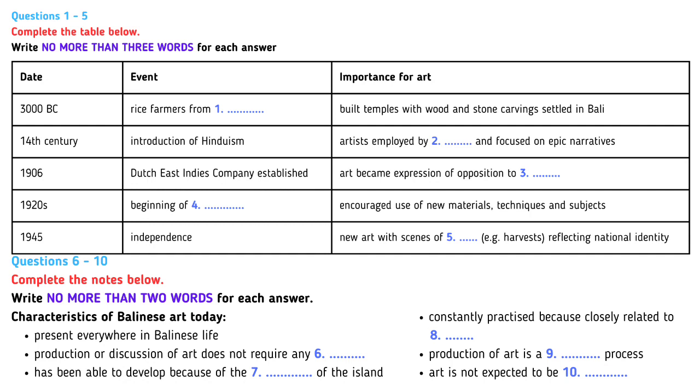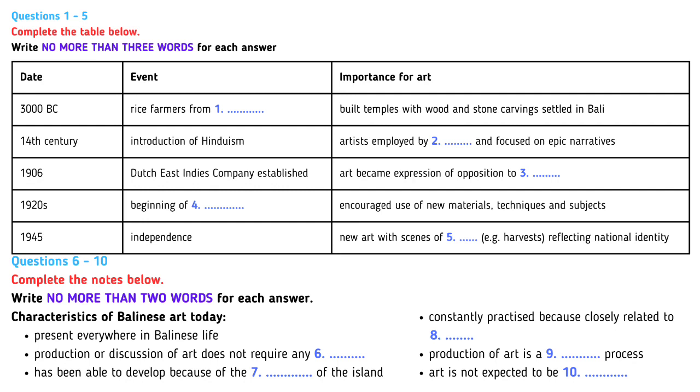It's thought that the first inhabitants of Bali were farmers who arrived around 3000 BC, at the beginning of the Iron Age. They probably originally came from China, and in Bali they cultivated rice and built temples ornamented with wood and stone carvings and statues. The Hindu religion was introduced in the 14th century AD, and this has remained the main religion on the island.